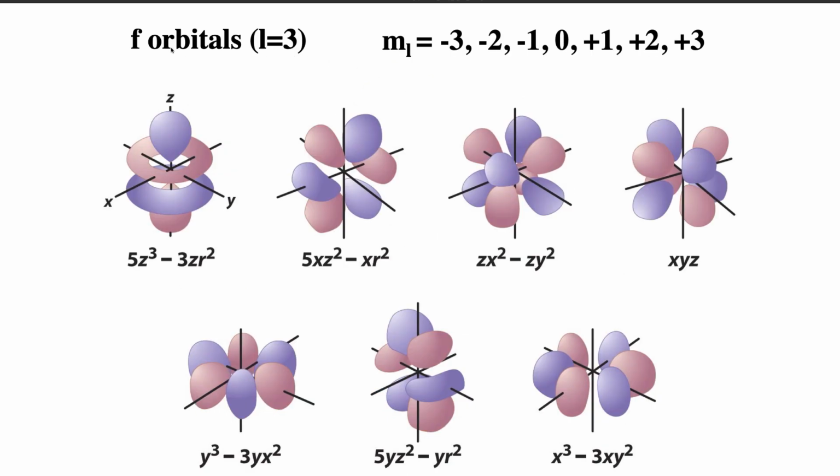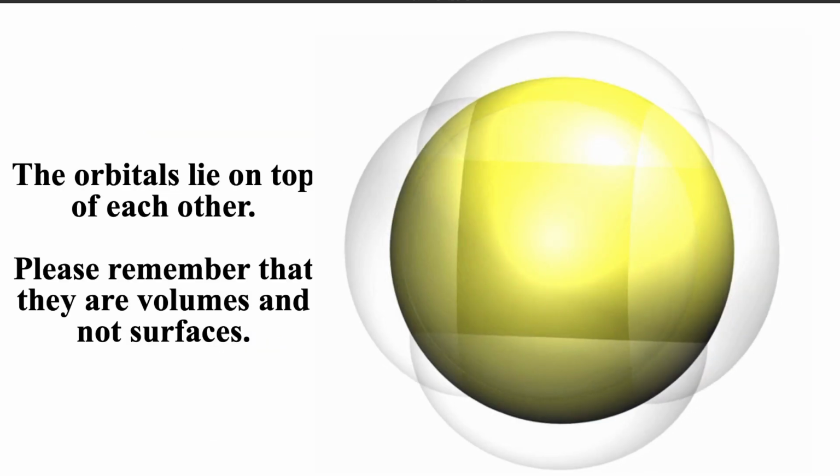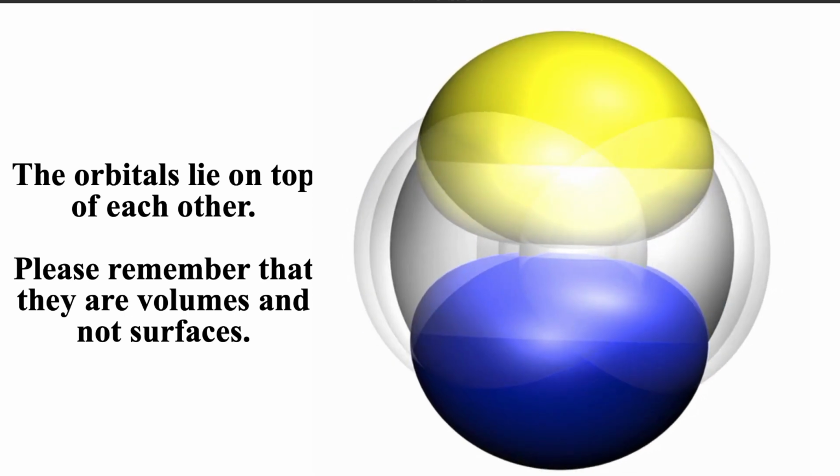L equals 3 corresponds to f orbitals. The shape's even more complex. You can think about it as a triple dumbbell shape. L equals 3 means m sub L goes from minus L through 0 to plus L. So minus 3, minus 2, minus 1, 0, 1, 2, and 3. You got 7 m sub L values, 7 orbitals in that subshell. And so all the orbitals lie on top of each other. And please remember, these are volumes and not just surfaces.